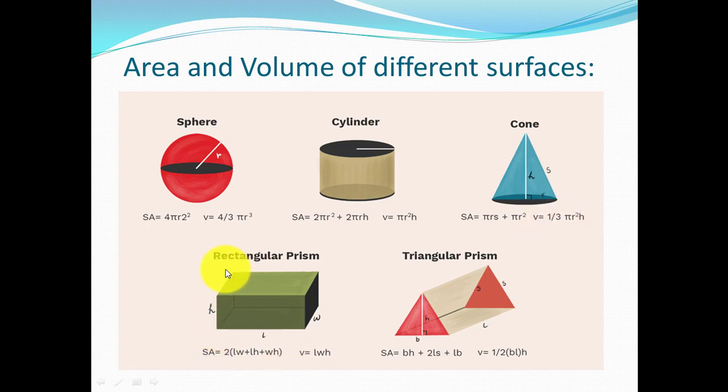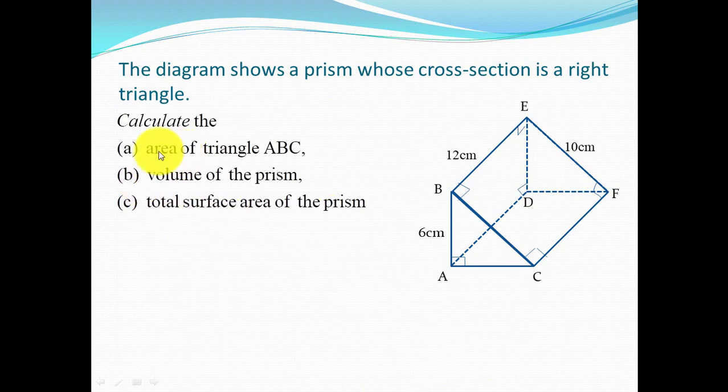Similarly, here is the rectangular prism, the formula of surface area and the formula of volume. Here is a triangular prism, the formula of surface area, and the formula of volume. Next we have an example related to this triangular prism, so please note this one. We have to find the surface area and volume.